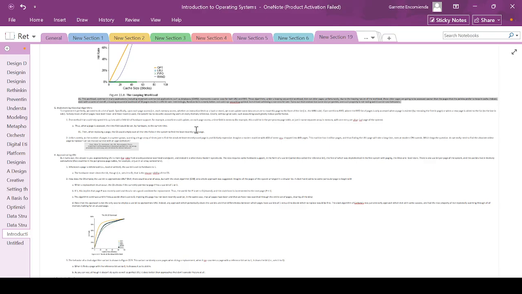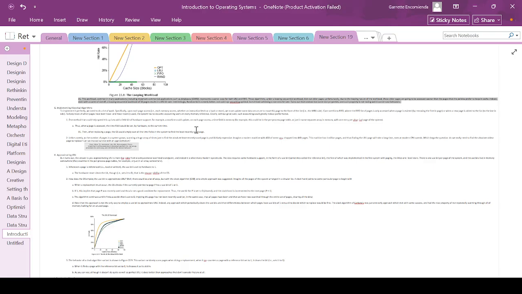So this looping actually is common. Looping of pages is common for databases because they access the same pages all the time. It represents a worst case for both LRU and FIFO. So for this type of workload, kind of like in DSA, we have a best case, worst case, and average case. So this type of workload represents the worst case for LRU and FIFO.